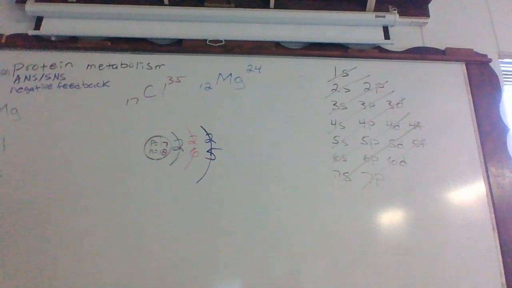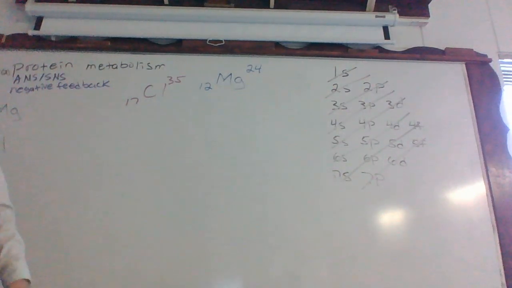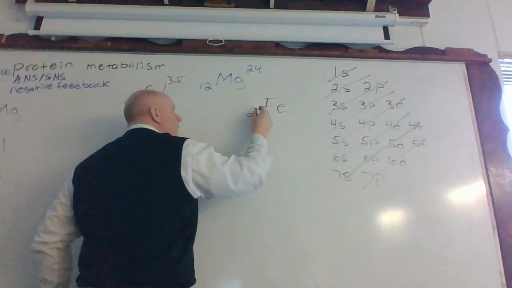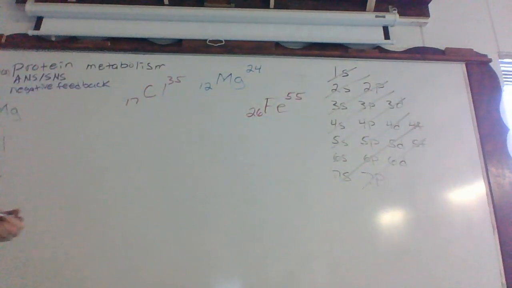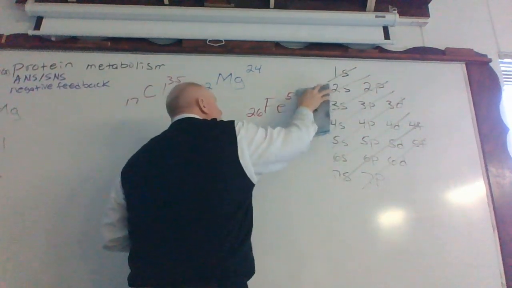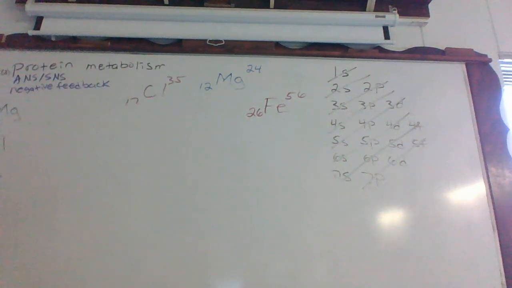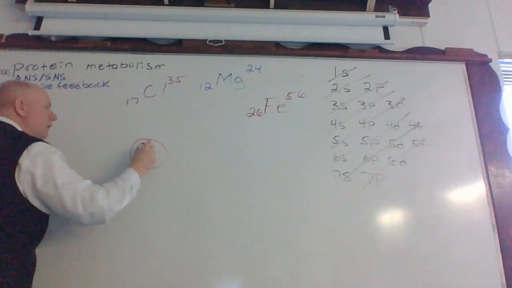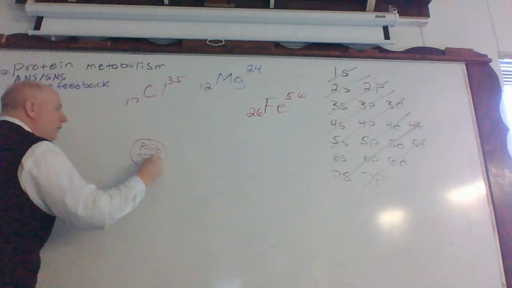So, what can you tell me about Fe now? This one's going to be a little more tricky because with Fe, we've got 26, is it? Okay. Actually, it's 55.85, so we'll round that up to 56. Okay? So, inside this nucleus of iron, how many protons are there? Okay? How many neutrons are there? Okay?